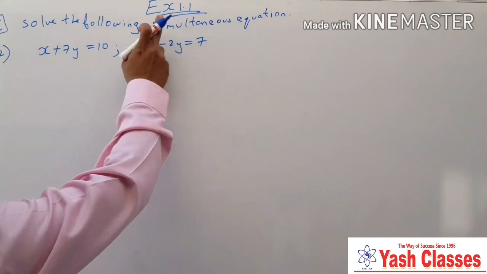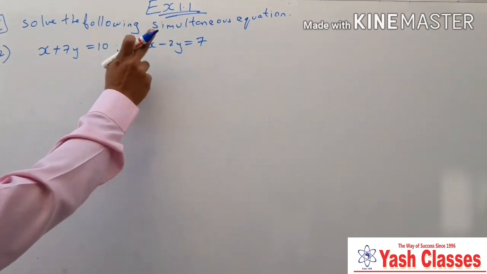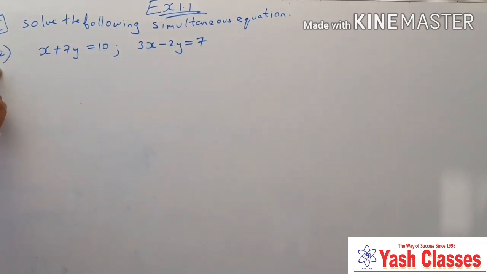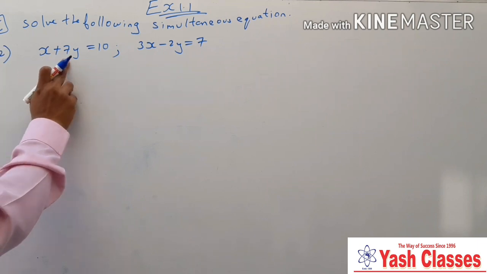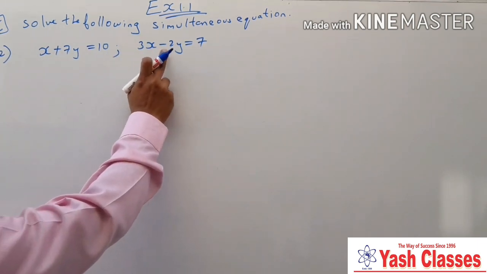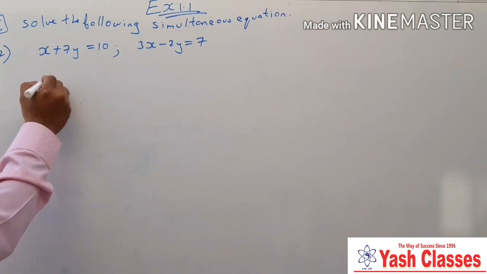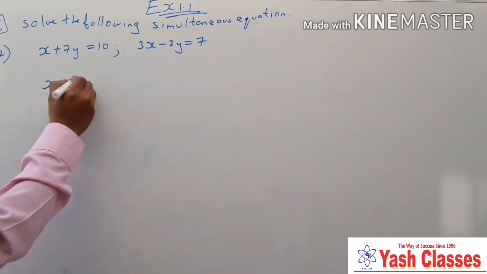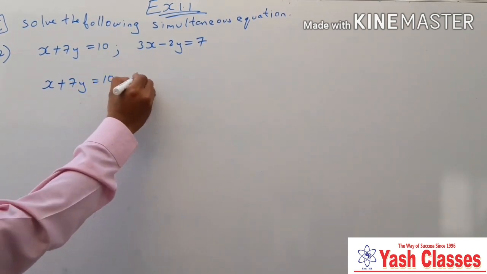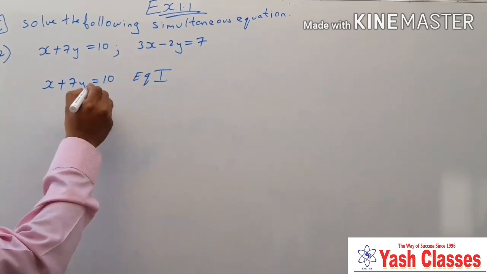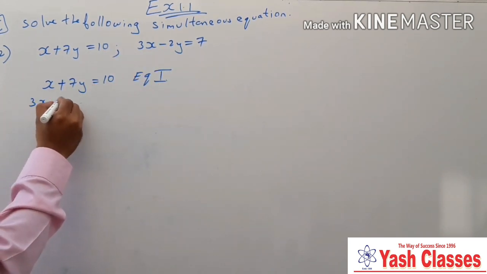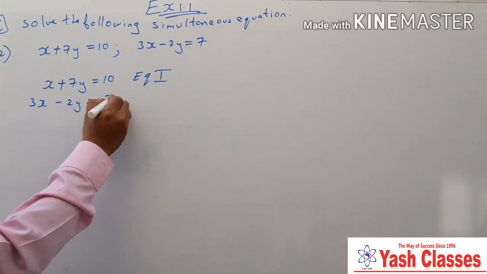Exercise 1.1, second sum. Solve the following simultaneous equations. Second sum, second question. x plus 7y is equal to 10, equation number 1. 3x minus 2y is equal to 7.